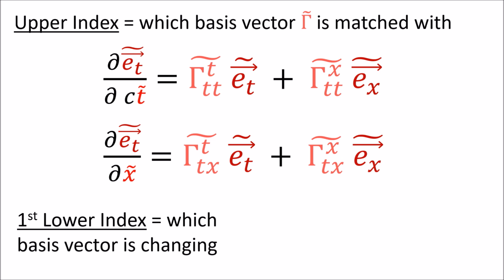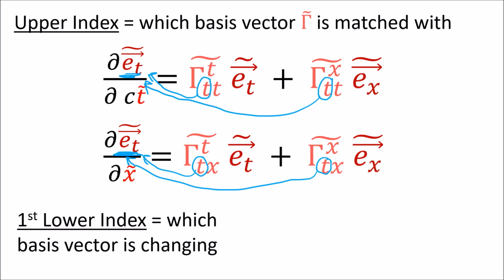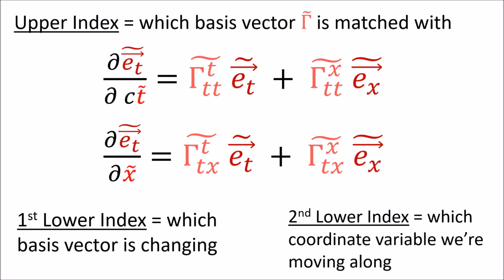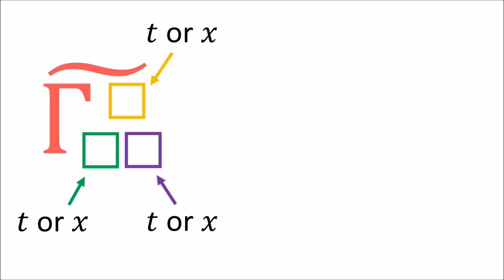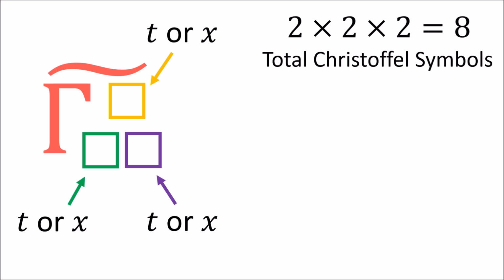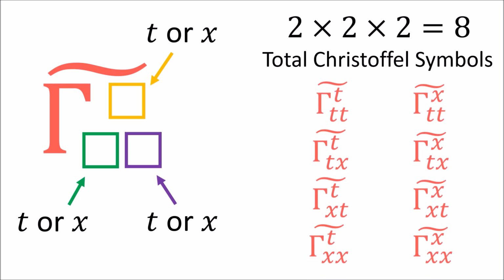The first lower index tells us which changing basis vector we are keeping track of. And the second lower index tells us which coordinate variable we are moving along in the derivative. Each of these 3 indices has 2 possibilities, either t or x. So there are 2 times 2 times 2 equals 8 different Christoffel symbols overall.